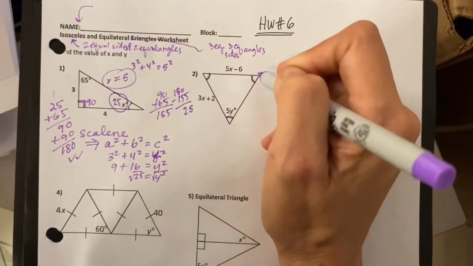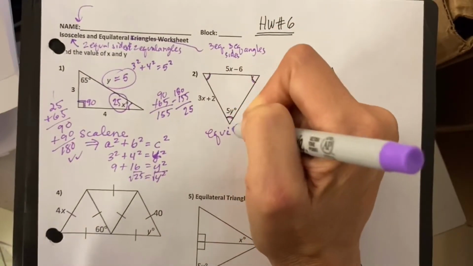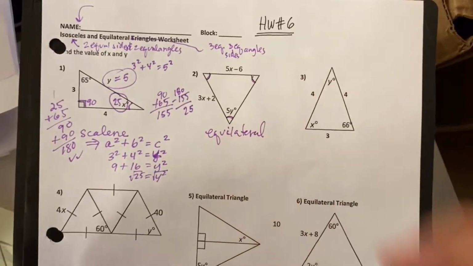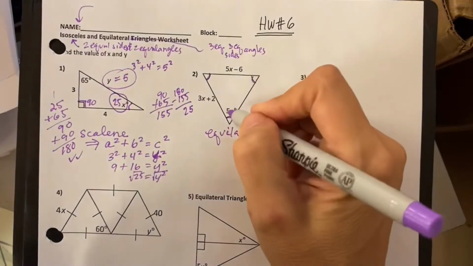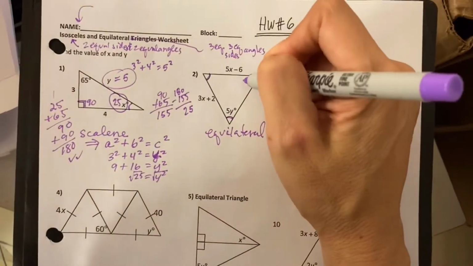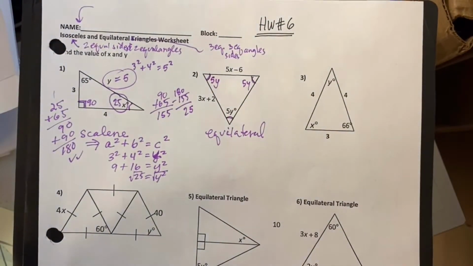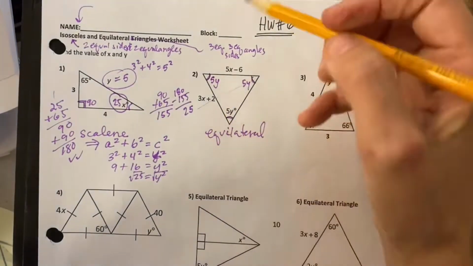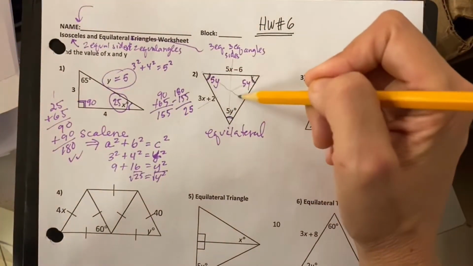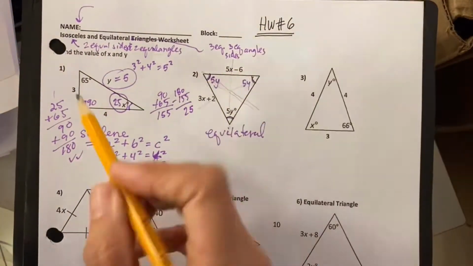Next one. 3 equal angles. So I'm willing to bet this is an equilateral triangle. 3 equal sides, 3 equal angles. So if this is 5y, this has to be 5y, this has to be 5y. And an equilateral triangle has 3 lines of symmetry. The last one didn't have any.